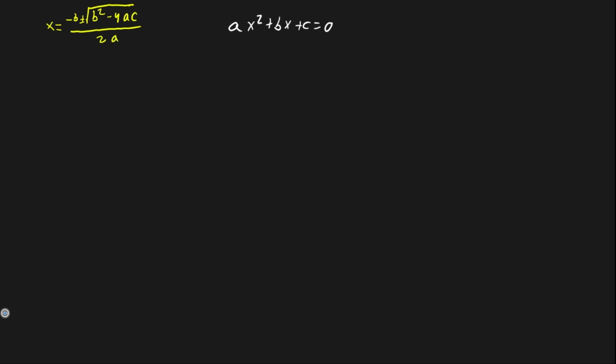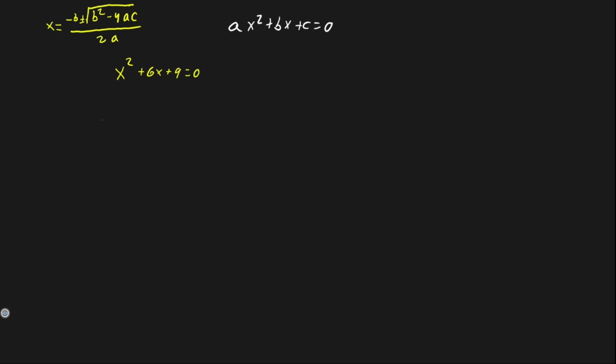And we are going to see a few examples and use the quadratic formula. So we're just going to go ahead and use an example where we have x squared plus 6x plus 9 is equal to 0.